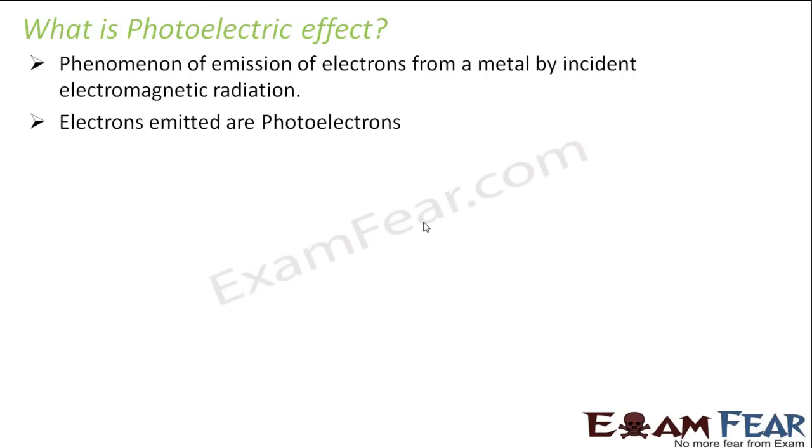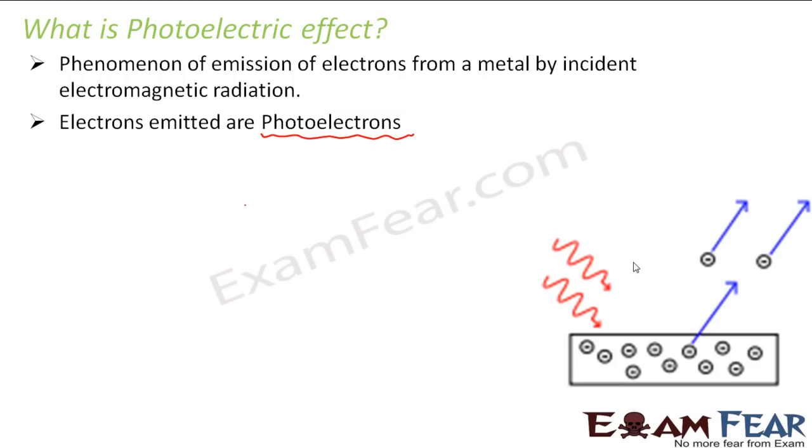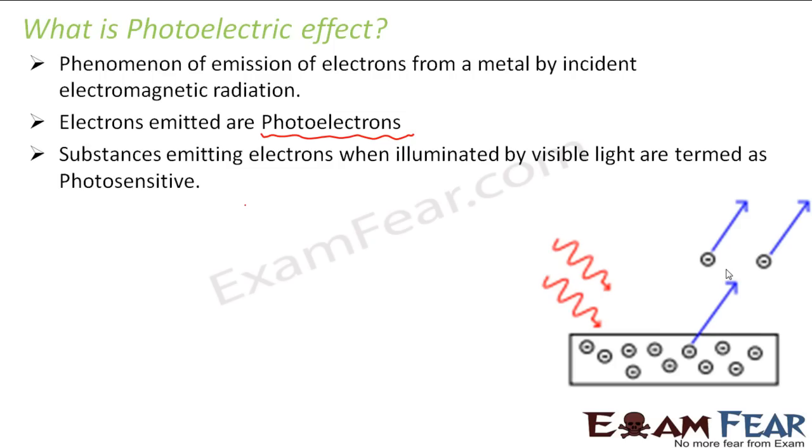The electrons which are emitted in this case are known as photoelectrons, and the current constituted due to the flow of these photoelectrons is known as the photocurrent. This is how things happen. If this is your metal surface, it will obviously have free electrons because every metal has free electrons. They are good conductors, right? So when electromagnetic waves fall on this metal, the electrons get ejected, and this is photoelectric effect.